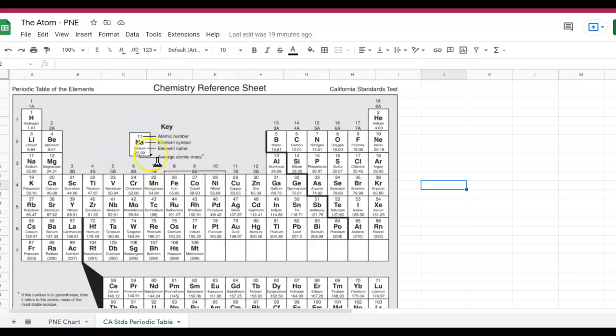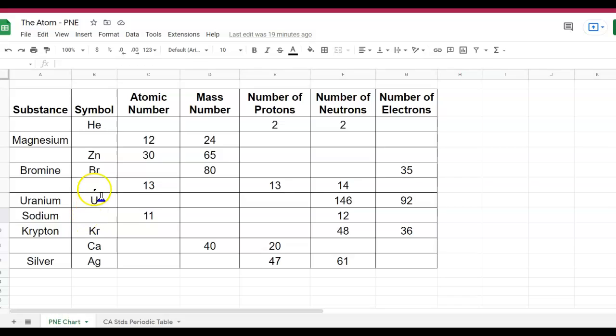Again, looking at here, using the key, you know that this top number here is your atomic number. Then you have your chemical symbol, your element name, and then the average atomic mass. So here, again, you're going to fill in your chart. So when you're filling out your chart, remember that you have different pieces to help you complete all the information. So the information that you're given, you should be able to identify the rest of the columns.